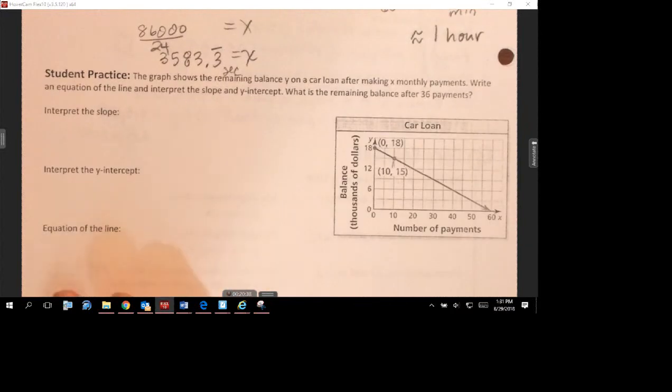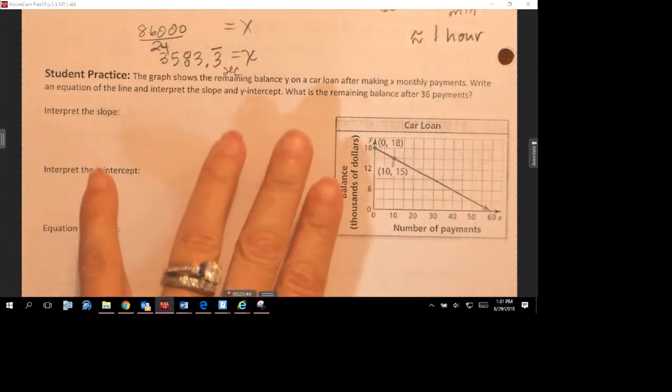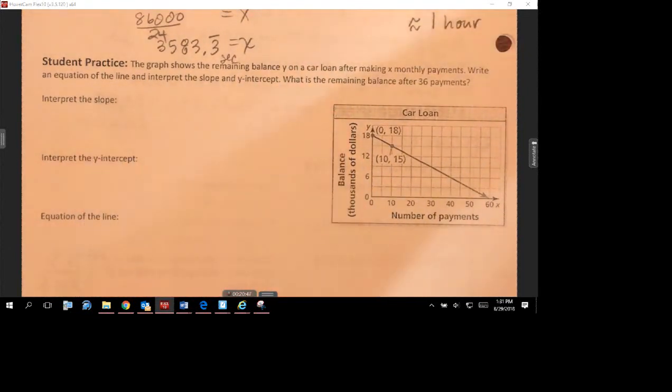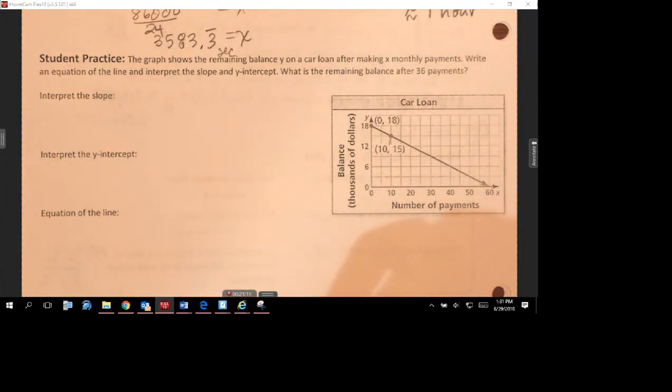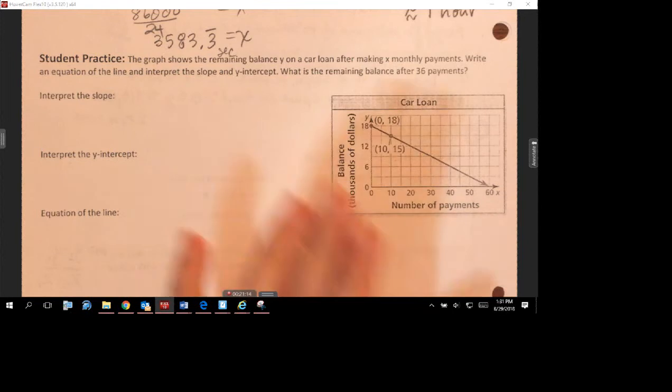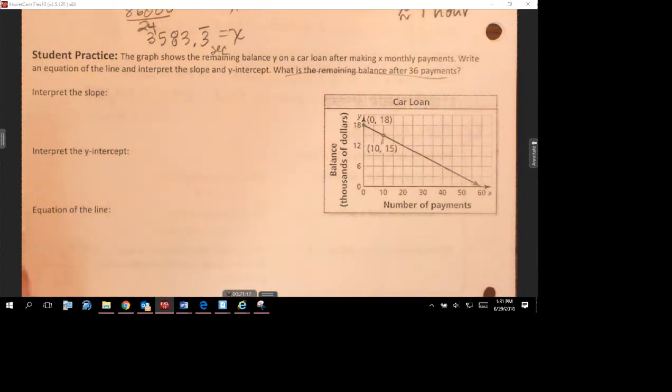All right, let's try another one. Same kind of thing, get more practice. So here we have a graph that shows the remaining balance on Y on a car loan after making X monthly payments. Write the equation of the line and interpret the slope and the y-intercept. What is the remaining balance after 36 payments? So we need to interpret the slope, interpret the y-intercept, and then write the equation of the line as well.